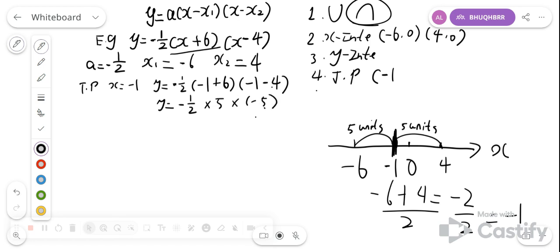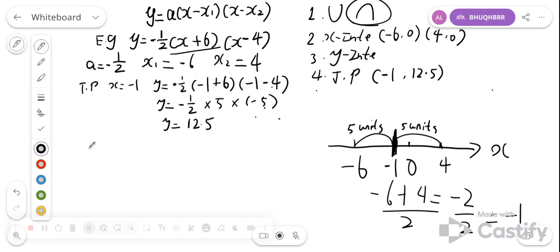So then eventually we have y equals, you can either use the fraction or decimals, it's really up to you, but for this one I think decimals will be easier because 5 times -5 gives me -25. Negative gives me a positive. 25 divided by 2 gives me 12.5. So that's why y equals 12.5. That means your turning point is -1, 12.5.